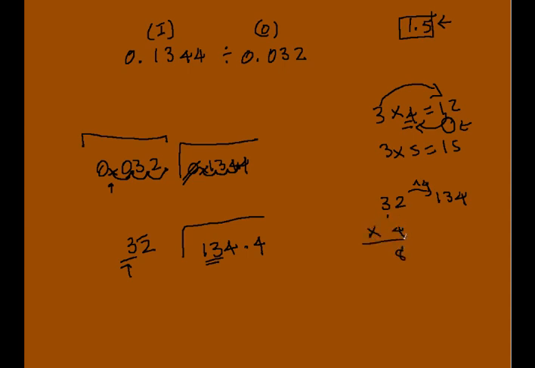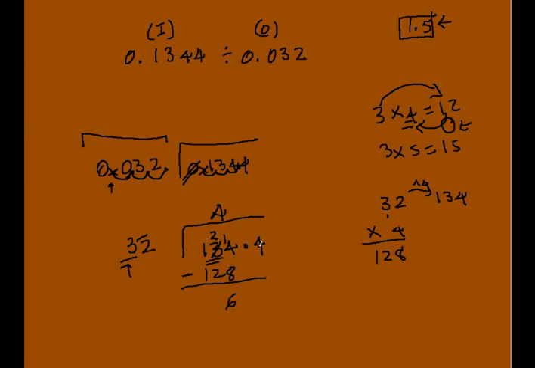4 times 2 is 8. 4 times 3 is 12. So we have 128, which is fairly close enough to 134. So our guess, our assumption was correct. So 32 goes into 134 4 times. 4 times 32 is 128, like we said. We subtract. 4 take away 8, cannot do. Borrow 1, this becomes a 2. So we have 14 take away 8, which is 6. 2 take away 2 is 0, don't have to write it. 1 take away 1 is 0, we don't have to write it.